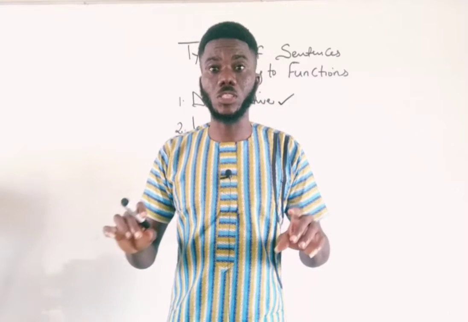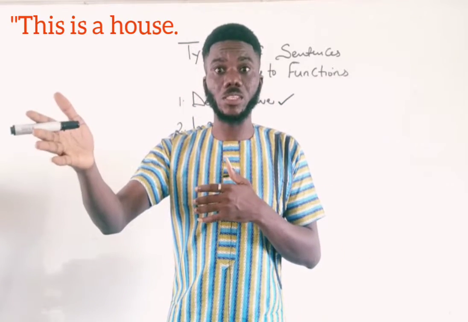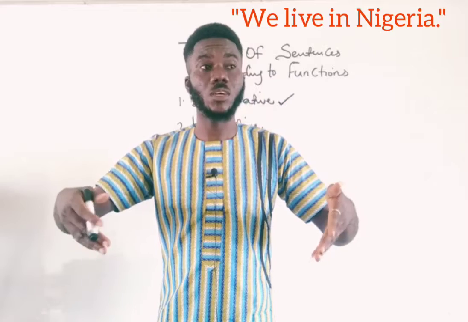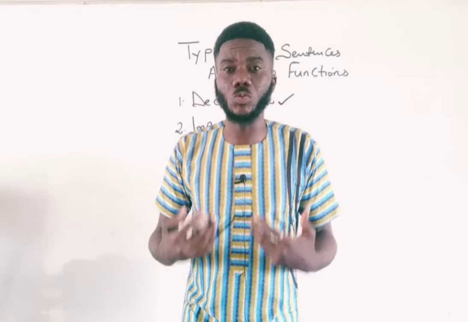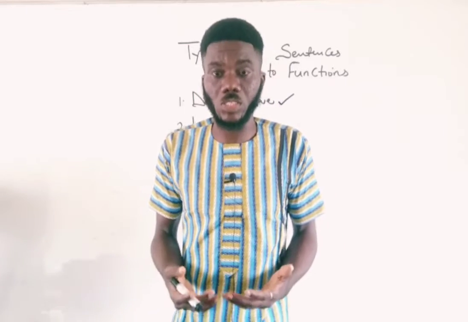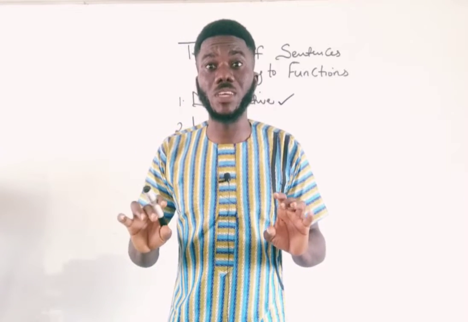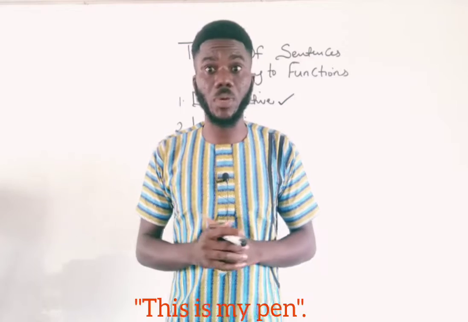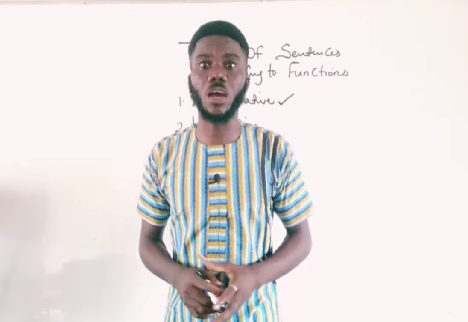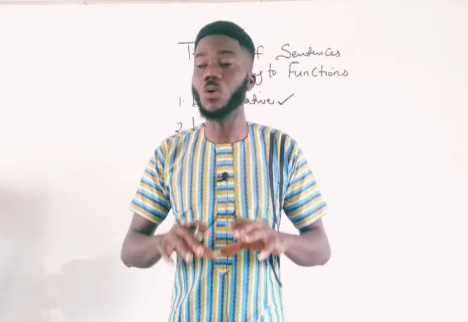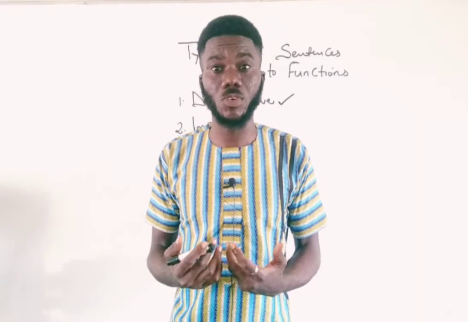Take, for instance, such a situation where you hear somebody saying, "This is a house. That is my sister. We live in Nigeria. We are about to leave," and the rest of them. That kind of sentence, you just make a statement. You just state something. You have something in mind, you just state it. It's as simple as that. What you have there is a declarative statement. This is my pen. That is declarative. That house is beautiful. That is declarative. You are a student. That is declarative. All these are declarative sentences.